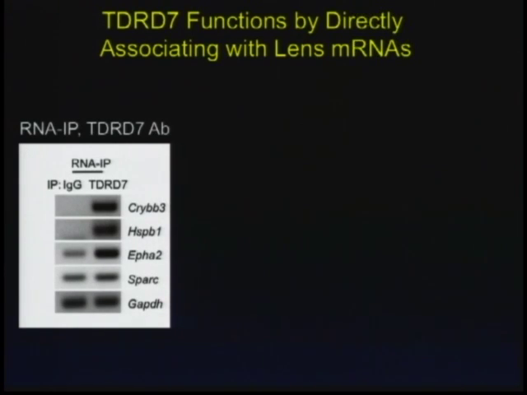But then again, when we go back to the literature, we find that there has been a study where Staufen-1 RIP experiments have been done, so RNA immunoprecipitation with the Staufen-1 antibody, asking which transcripts are enriched by the Staufen-1 pull down, and EphA2 and Sparc are transcripts which are pulled down by the Staufen-1 antibody.